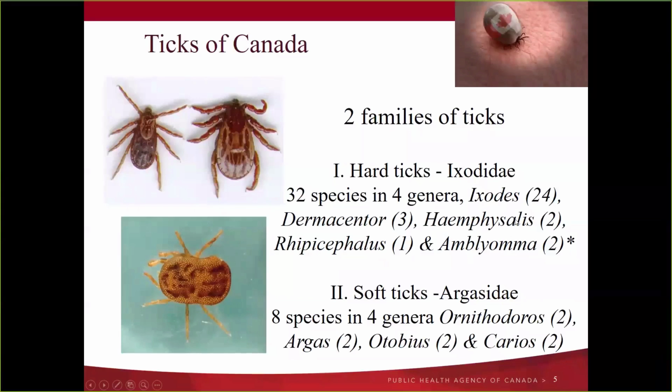And again, we've got 24 species of Ixodes ticks, so those are the ones we'll be looking at the features for. We have 3 Dermacentor species, which we'll see in a moment. 2 Haemaphysalis species, cordifera and leporispalustris, 1 species of Rhipicephalus sanguineus, the brown dog tick, and a couple of sort of imported Amblyomma species.